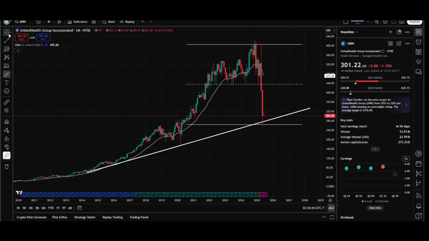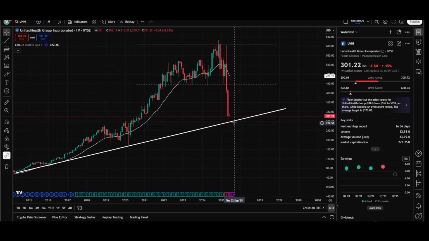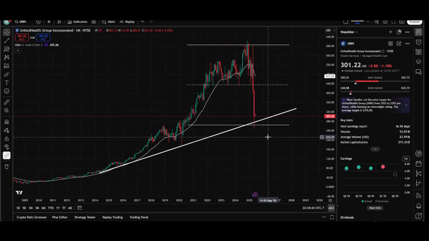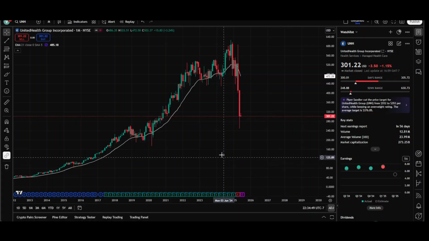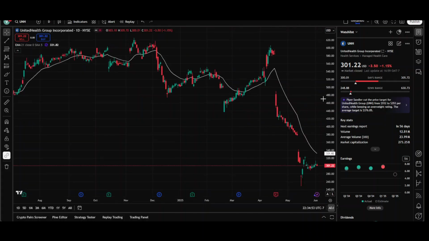I would say it's more likely than not we break out higher. But again, if it does move down lower, it does move down lower. No one knows what's going to happen. You just have to watch what happens and then go based on that. So as more data comes into the market, we can have a better idea of what's going to happen. So that's all I see for UNH on the daily and weekly charts.